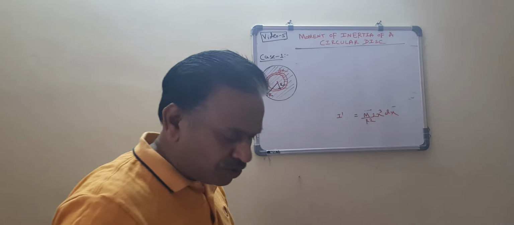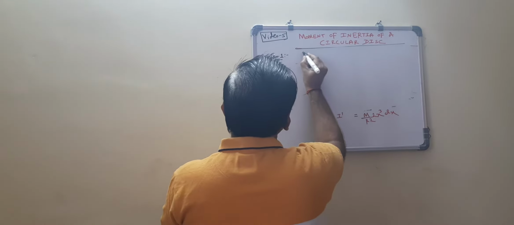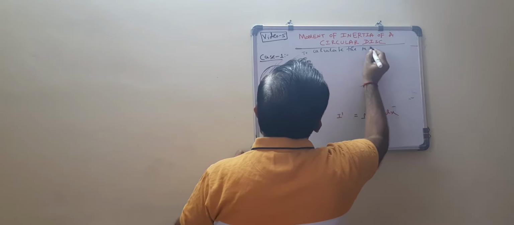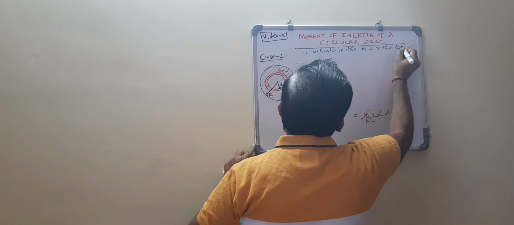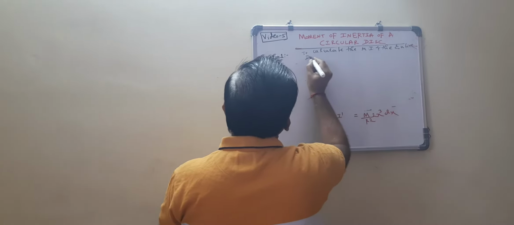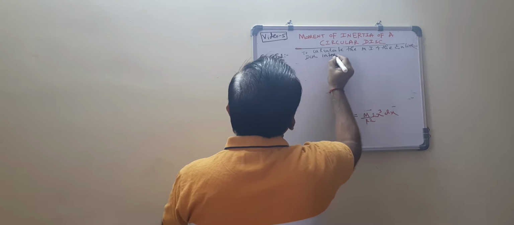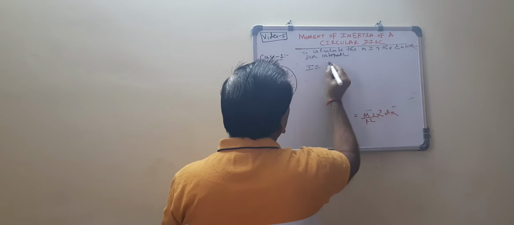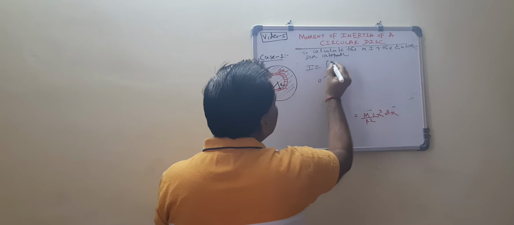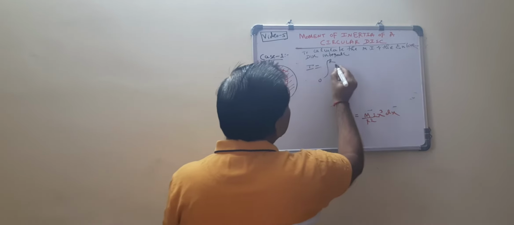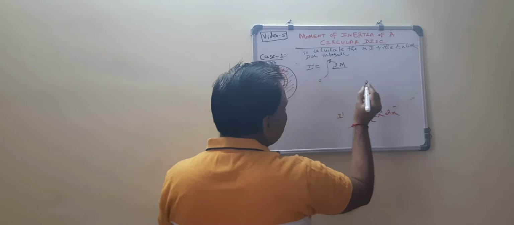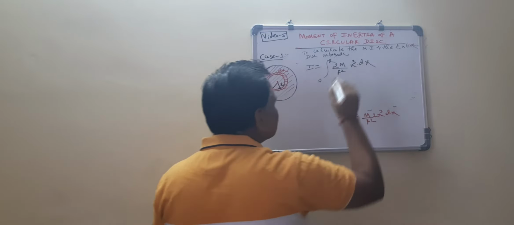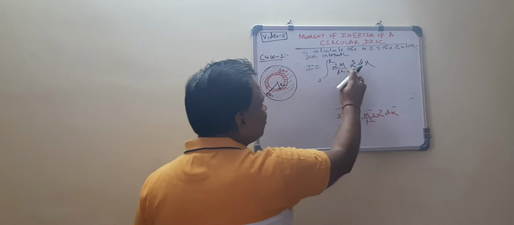To calculate the moment of inertia of the entire disk, integrate the equation. That is I equal to integration between the limits 0 to R, 2m divided by R square into x cube into dx. Here the variable factor is x.